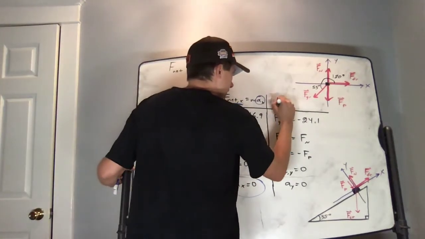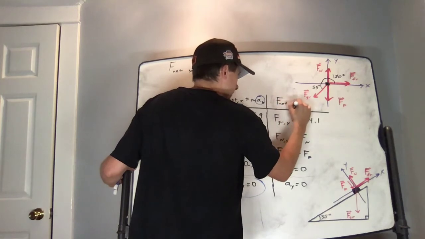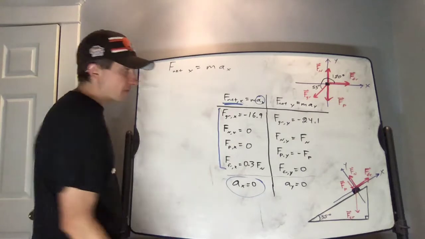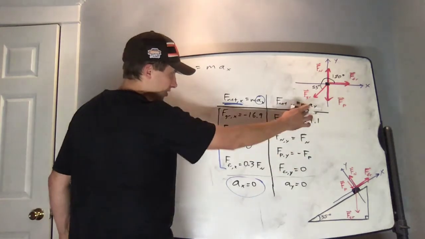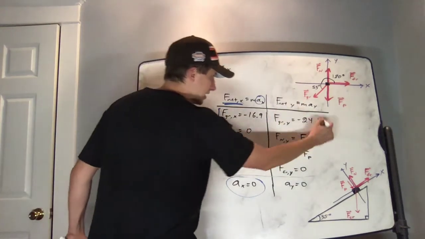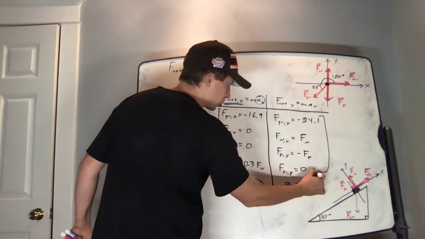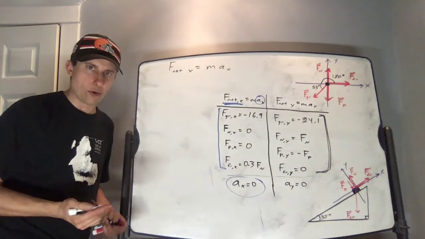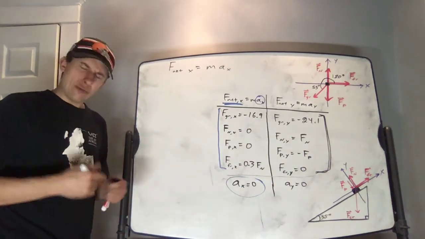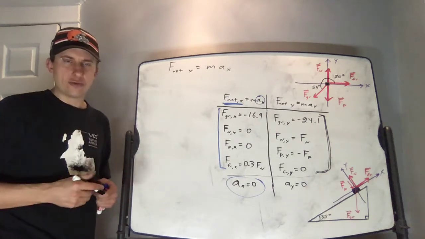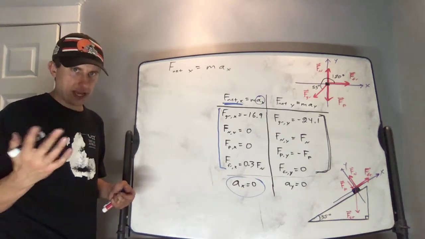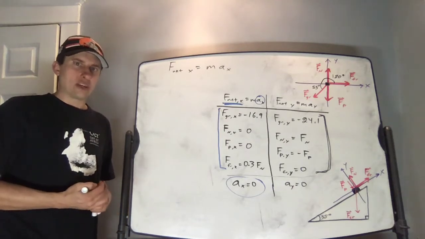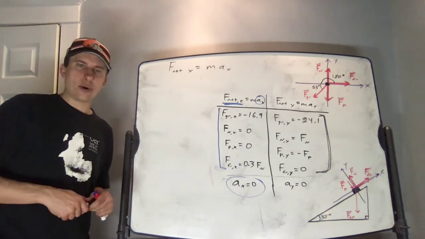When I solve F net y equals MAY, the y component of every vector is written right here for me. So all I need to do is plug in the net forces in the y direction, which are these four, and the acceleration in the y direction, which is given to me right over there. Now, we will have two versions of Newton's second law to solve, one for the x direction and the other for the y direction. Do we go with solving the x components first or the y components first?